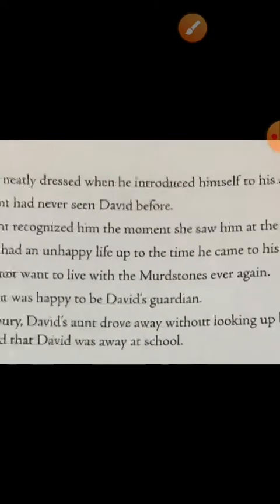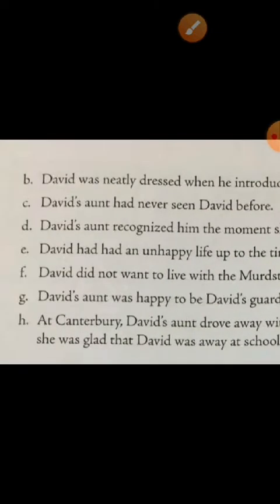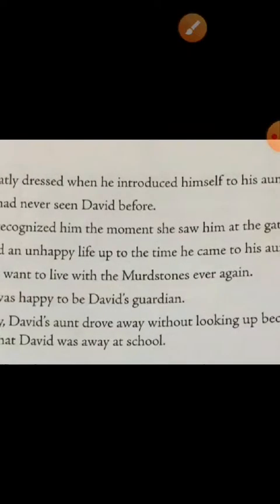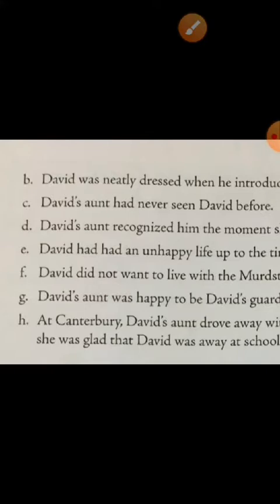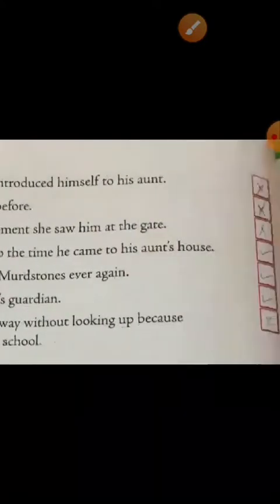Next one, David's aunt was happy to be David's guardian. Yes, she was happy. Next one, at Canterbury, David's aunt drove away without looking up because she was glad that David was away at school. No, this is completely wrong. She was not happy.